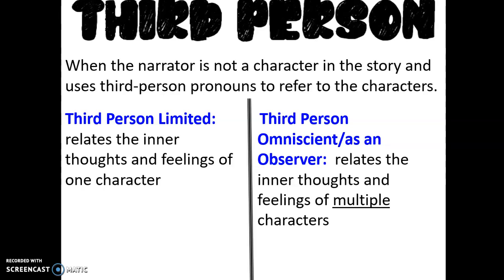Third person omniscient, or as an observer. The prefix omni means all. So this is all knowing. It relates the inner thoughts and feelings of multiple characters.